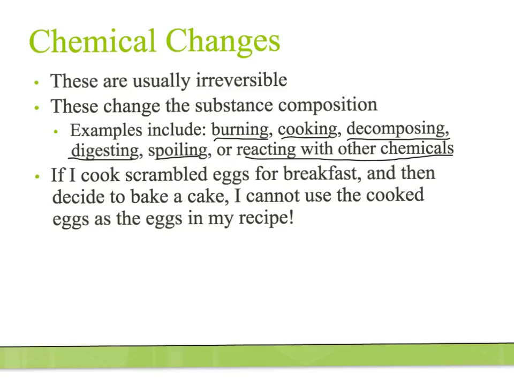So a great example for this is, let's say that I cook scrambled eggs for breakfast, but I've made too many. I used the whole container. And then later that afternoon, I decide to bake a cake. All I need are 3 eggs, but I used all my eggs making scrambled eggs. Thankfully, I have leftovers. So that's a chemical change. I can't go ahead and take those scrambled eggs that I made at breakfast and throw them into my cake batter and think they're going to work the same, even though they're eggs. Because a chemical change has occurred.